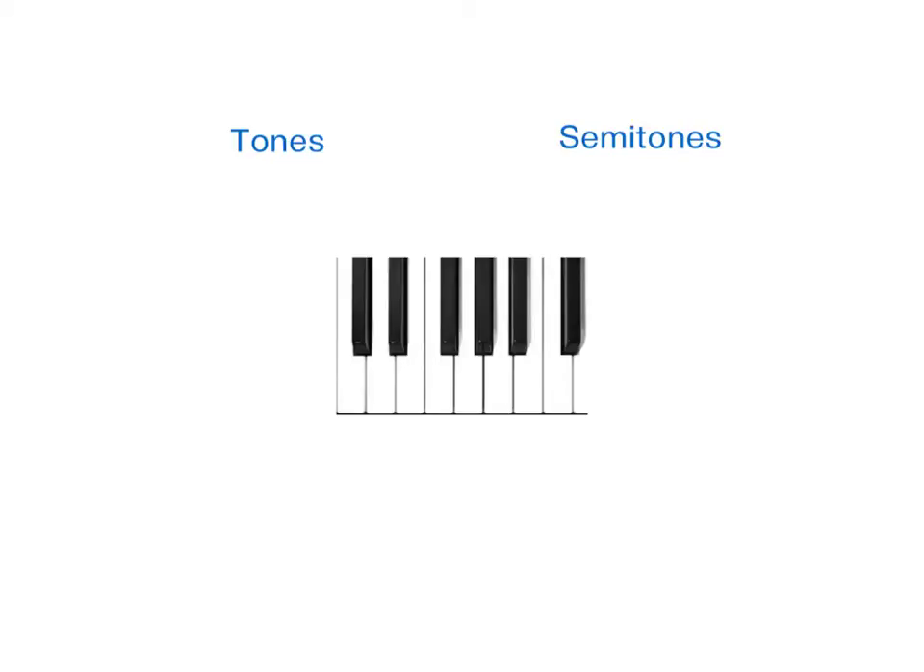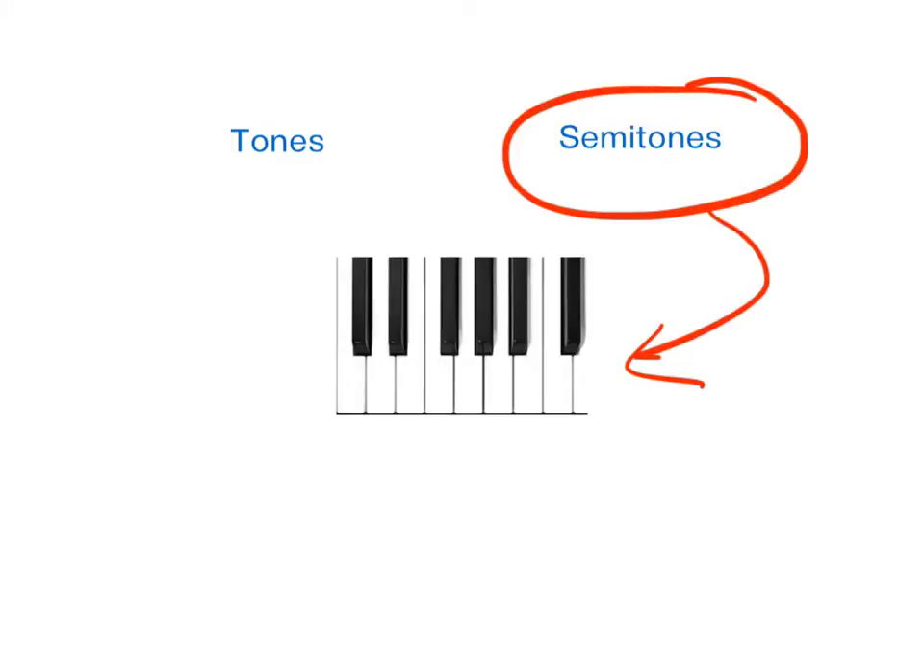Okay, we're going to look at tones and semitones on the piano. Tones and semitones are types of intervals, and an interval is the distance between two notes. So we're going to look at semitones first on the piano here.